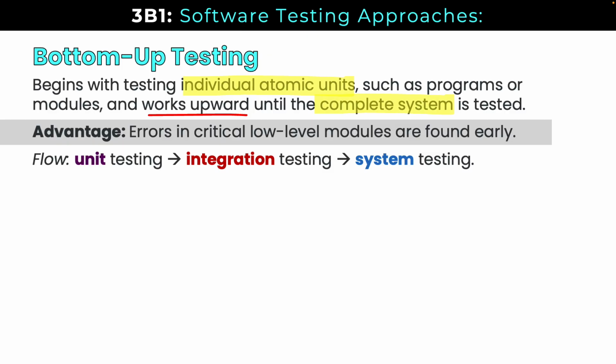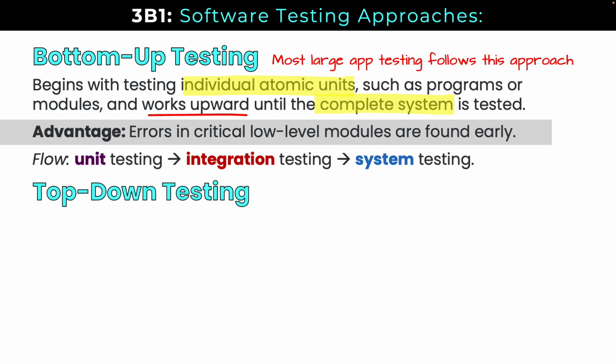So the unit tests the individual atomic units. Integration, you remember, tests the data flow between the validated units. And then system testing is covering the system as a whole. This is going to be the typical strategy for large applications. The more complex it is, the more likely you're going to see the bottom-up approach because we can catch those issues early.